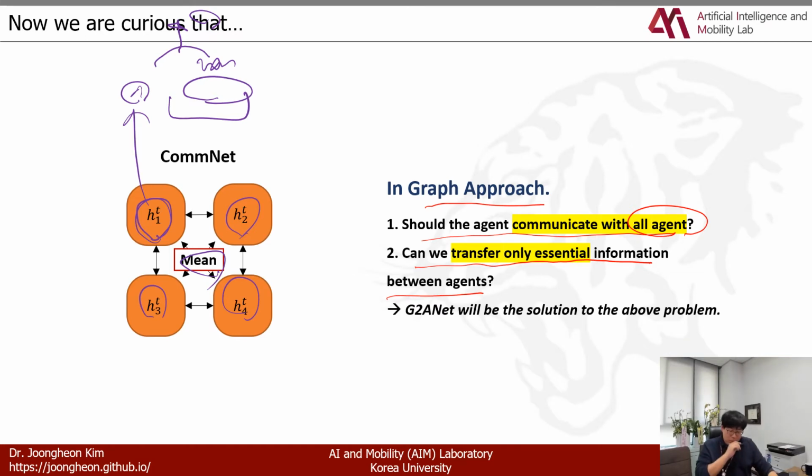Okay. But sometimes people want to make a more sophisticated algorithm in order to define the relationship much more precisely. So for that purpose, we have a new algorithm called G2ANet. With G2ANet, we can design a more sophisticated communication or computation relationship.